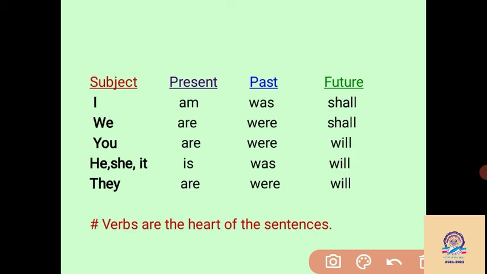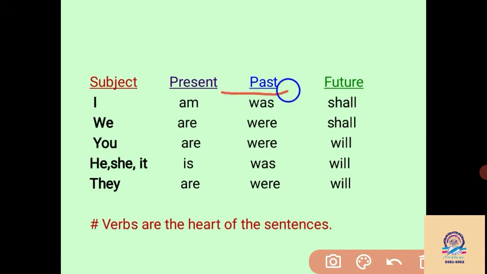But when we have to use is, am, and are, we have to see the subject. With I, we have to use am. For we, you, and they, we have to use are. And for he, she, it, we have to use is.